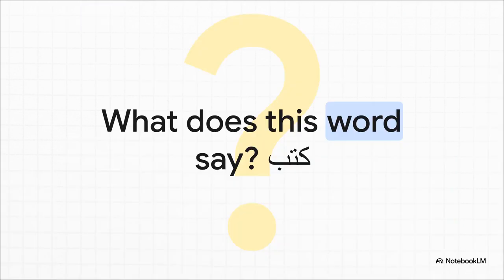Okay, first things first. Look at this word. We've got three letters here: kaf, ta, and ba. Simple enough. But what does it say? Without any of those little helper marks, it's a mystery, isn't it? And that's pretty much the first big hurdle for every single new learner.